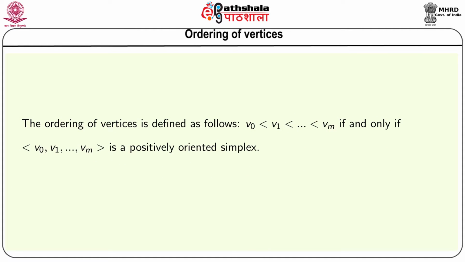So, to define orientation, we need to define what is ordering of vertices. Suppose I have m plus 1 many vertices V0, V1, V2, up to Vm, then we say that V0 is less than V1, less than V2, etc., up to less than Vm if and only if the simplex V0, V1, up to Vm is a positively oriented simplex.